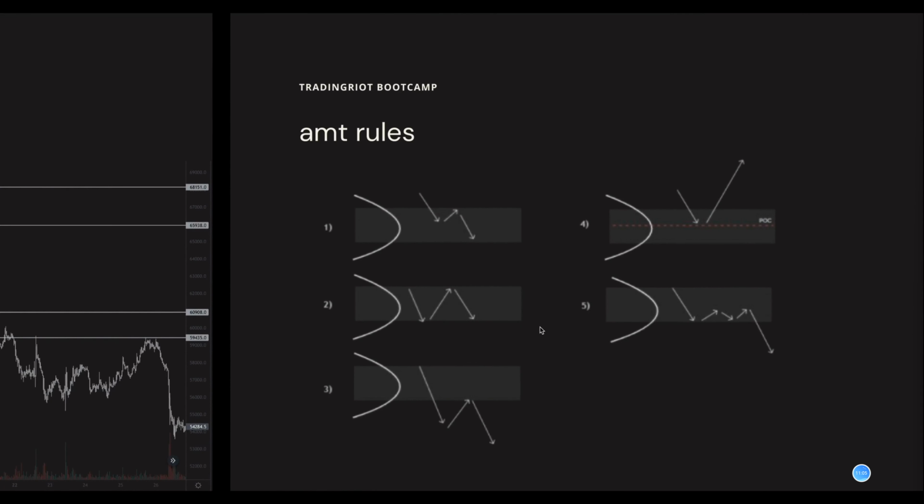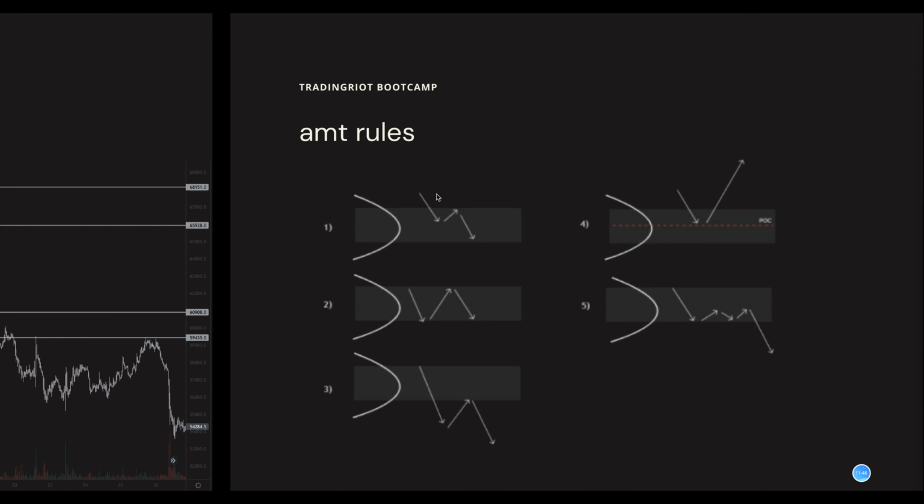Here are the auction market theory rules. There are 5 of them. In all honesty, you will basically be working with only 2 or 3 of them. Let me just talk about each of them. Rule number 1: when markets are coming into the prior value area and find acceptance there, they are most likely to retest the value area high and travel towards the value area low.